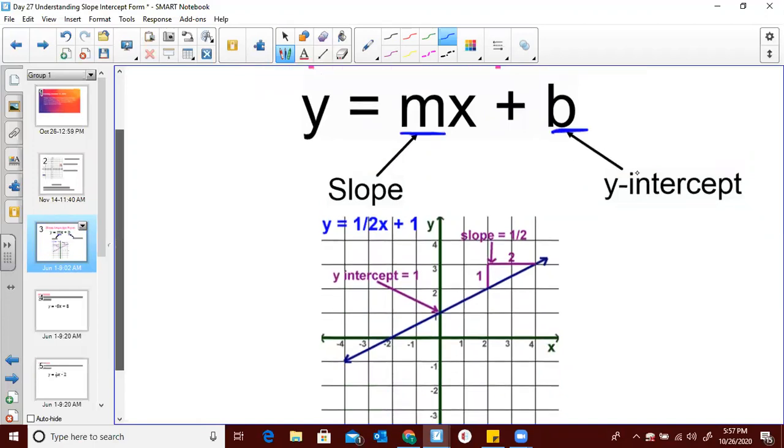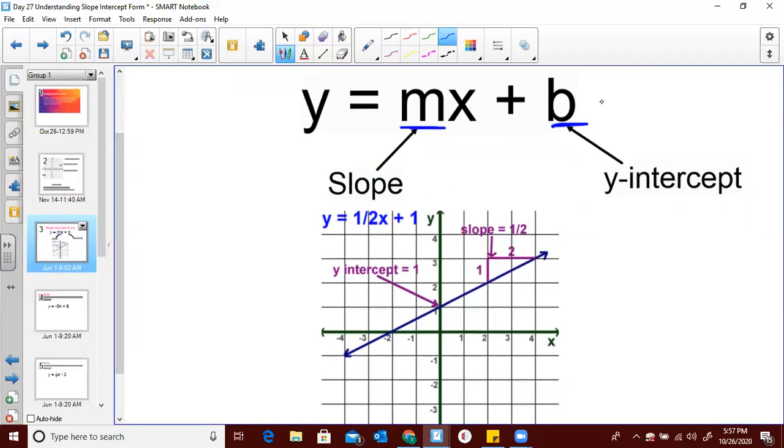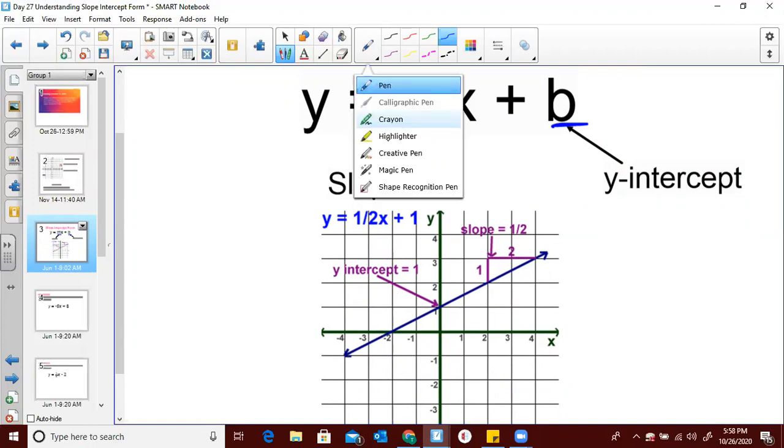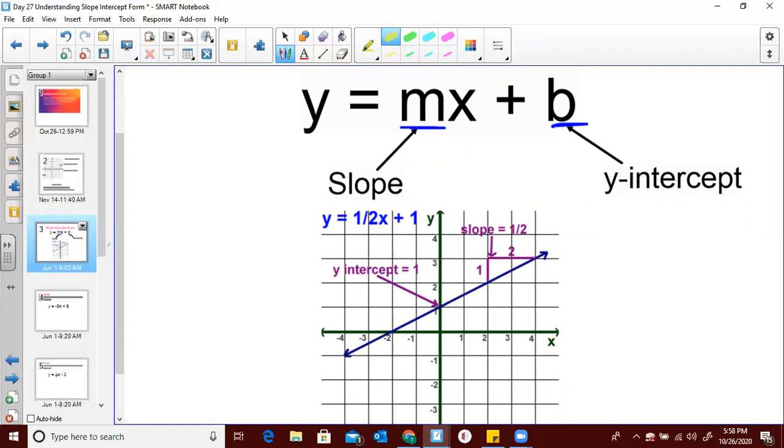All right, so you can see down here on the graph. I like to start with the y-intercept because I feel like it's a lot easier. It's a dead giveaway. So you can see, where does this line cross the y-axis? It does so right there where y equals 1. So that's going to be our y-intercept.